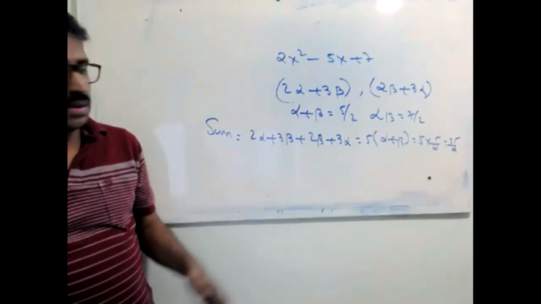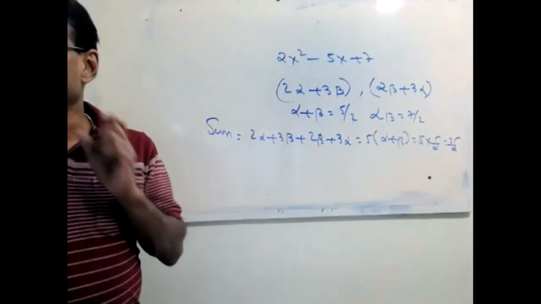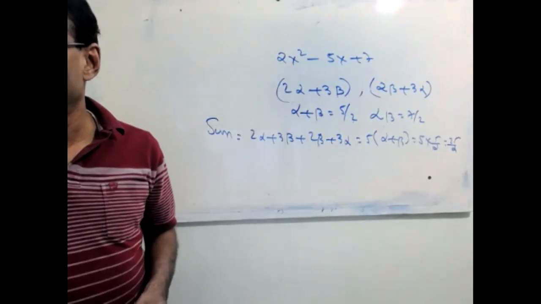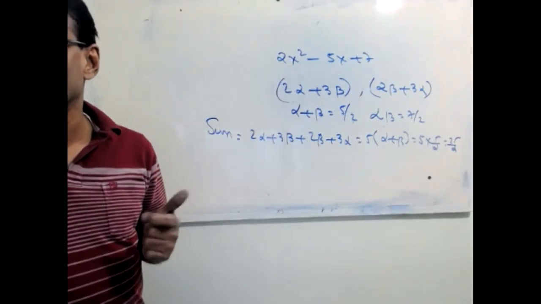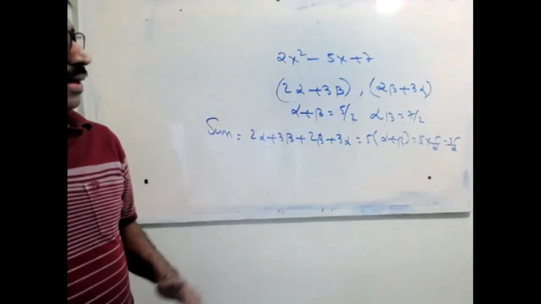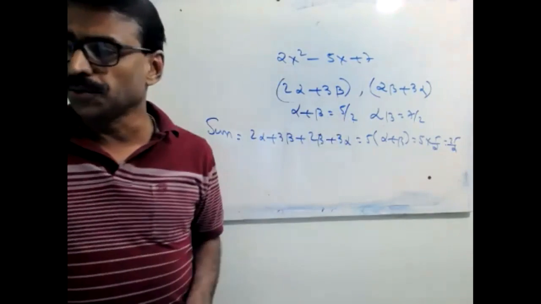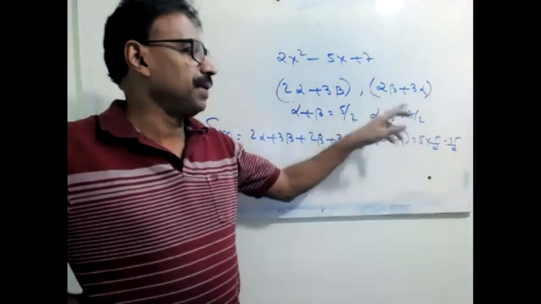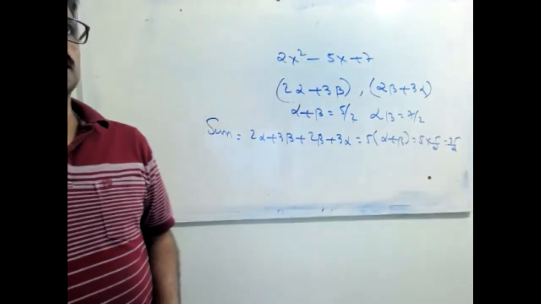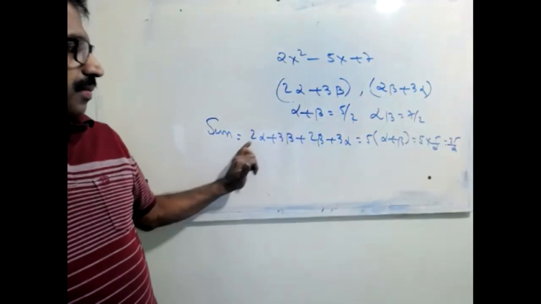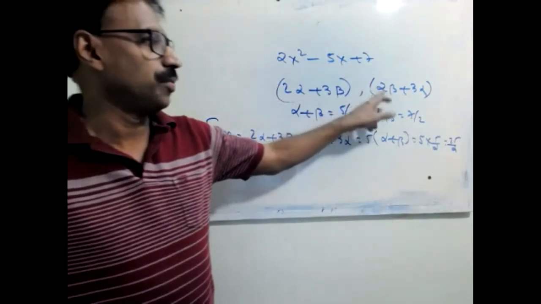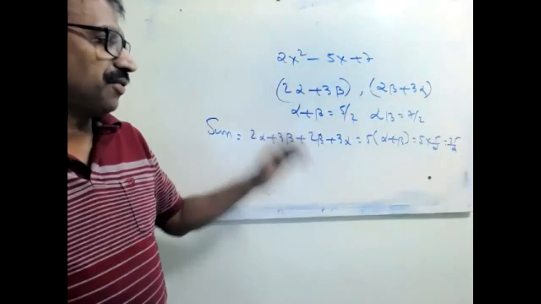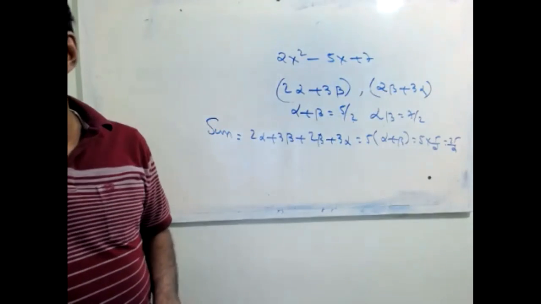Check the board. Kashinath, you write like this. Hello, look. Alpha, beta are the zeros of the given polynomial. Alpha plus beta 5 by 2 and alpha beta 7 by 2. Okay. Then sum 2 alpha plus 3 beta plus 2 beta plus 3 alpha, that is 5 times alpha plus beta, 25 by 2.